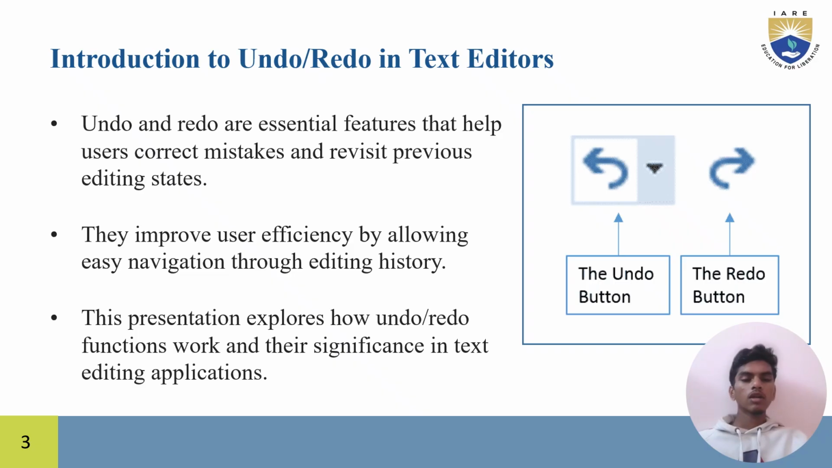And coming to the introduction to the undo and redo in text editors. Undo and redo are essential features that help users correct mistakes and revisit previous editing states. They improve user efficiency by allowing easy navigation through editing history. This presentation explores how undo redo functions work and their significance in text editing applications.